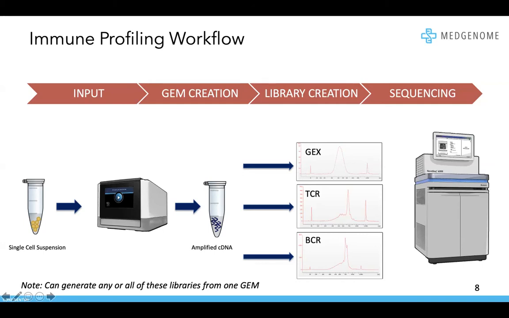So the kit itself comes with enough reagents to make a single library from a GEM, but you can add more libraries at a minor increased cost. The GEM creation is the most expensive part of the kit, so that's really the bulk of the price. Adding a TCR or BCR library or both doesn't add that much cost to the project. And again, there are some clients who may not be interested in gene expression. They may only be interested in the TCR data or the BCR data. So the gene expression itself isn't necessary for the project.